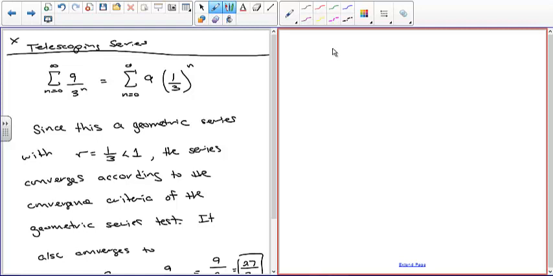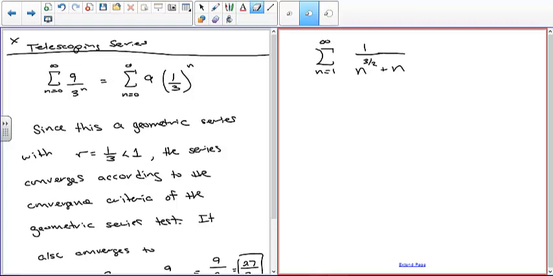So let's say I have something like summation from n equals 1 to infinity of 1 divided by n to the 3/2 power plus n. Okay, so in this case I would probably ask you to use the limit or the direct comparison test.